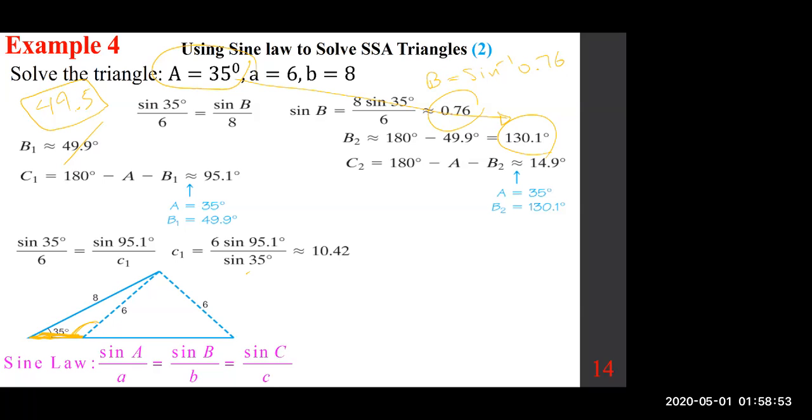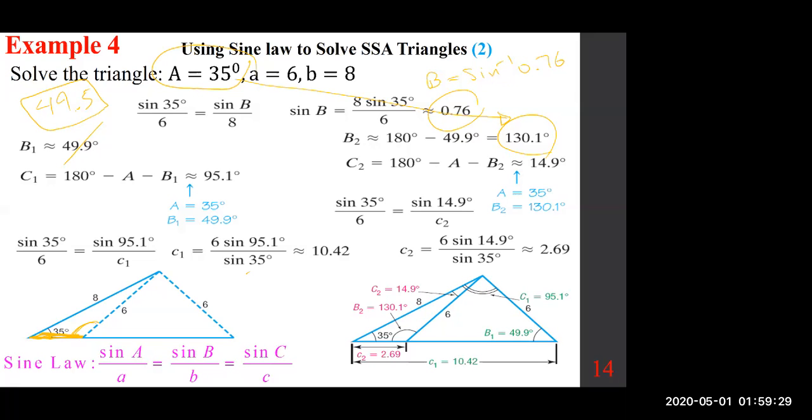The point of this example is that we ended up with two answers. If the answers are off by a little bit, don't worry about that. Of course, you do a better job. Thanks, Laura. Definitely check and recheck. Now the second one: sine 35 over 6 equals sine 14.9 over c sub 2. Cross product will give us 2.69. If one of the numbers is wrong, then the rest may be off also a little bit. And so this is what we end up with.